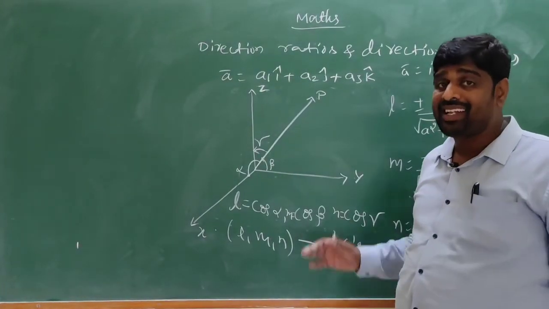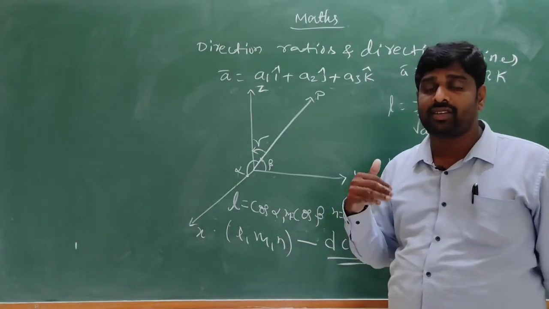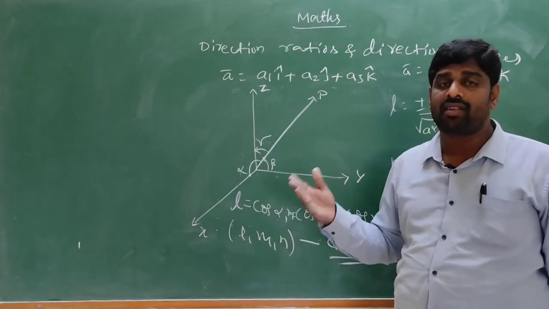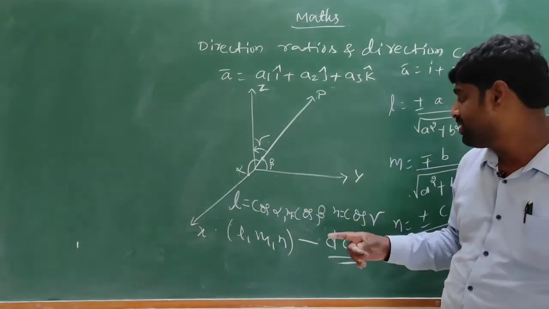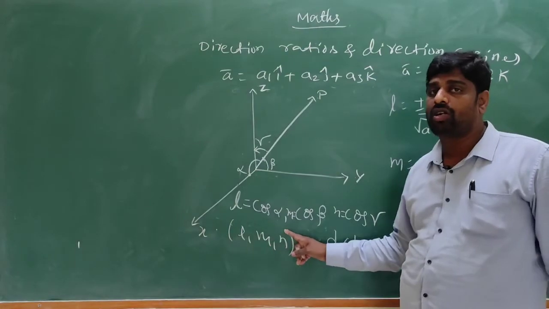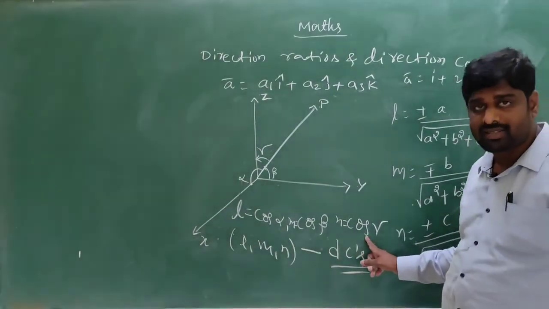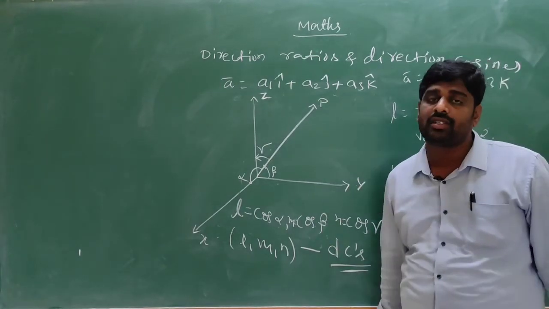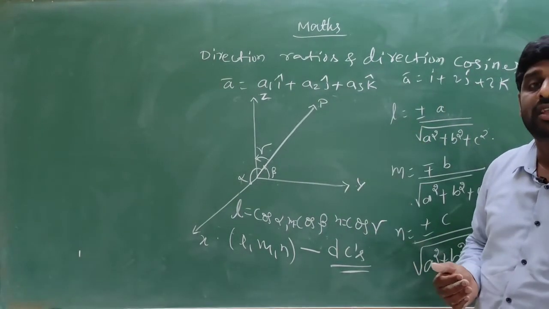When angles are given, find the direction cosines. When angles like 45 degrees, 60 degrees, 30 degrees are given, at that time we should use this formula: L is equal to cos alpha, M is equal to cos beta, N is equal to cos gamma. This is about direction ratios and direction cosines, which we have to study briefly in 3D geometry.